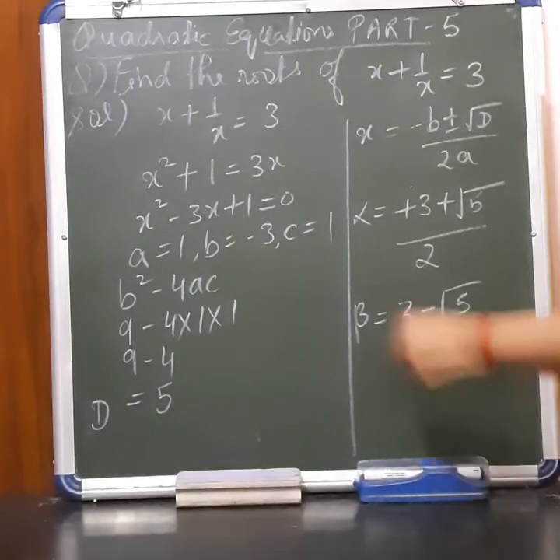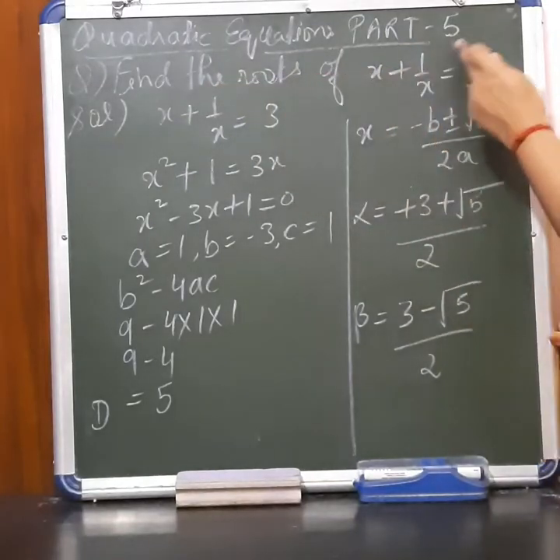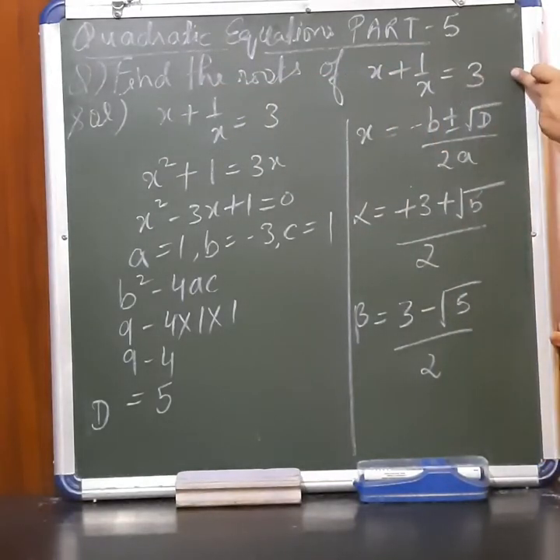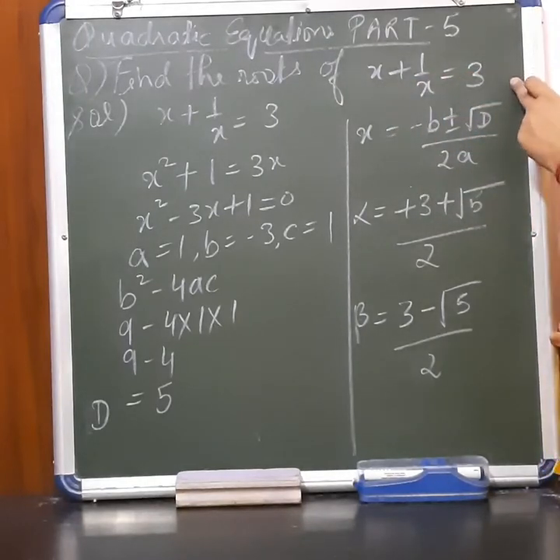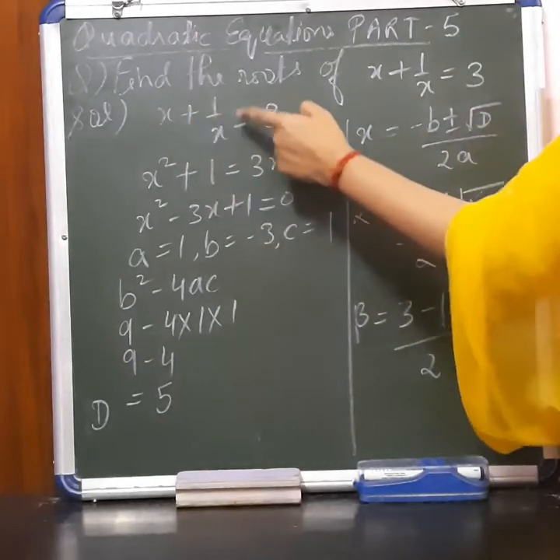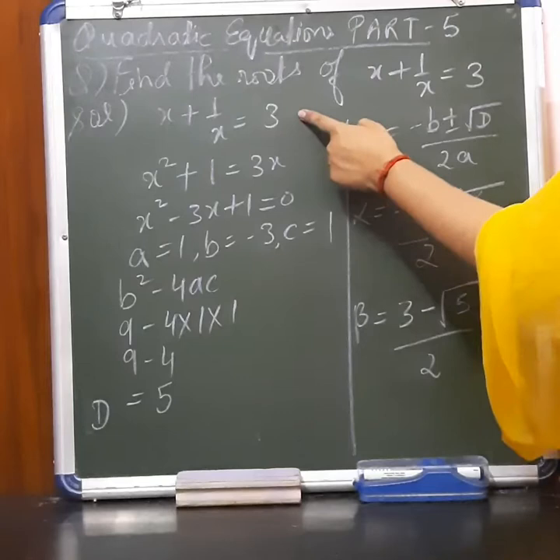Now here I have taken one equation. Find the roots of x plus 1 upon x is equal to 3. And here we will apply the quadratic formula. You will find the roots by the quadratic formula. So x plus 1 upon x is equal to 3. This is the equation. Now you will simplify this.